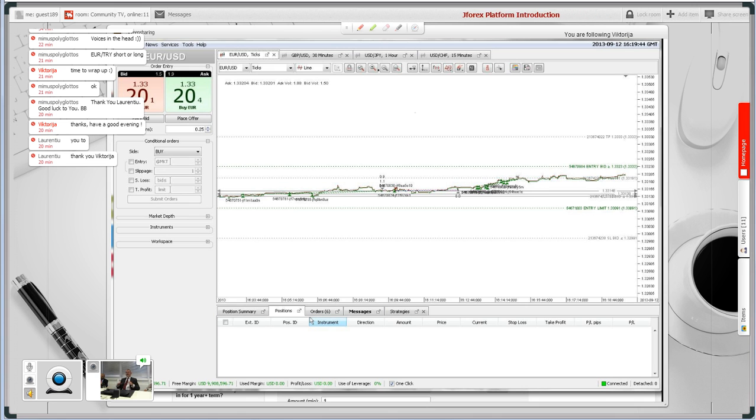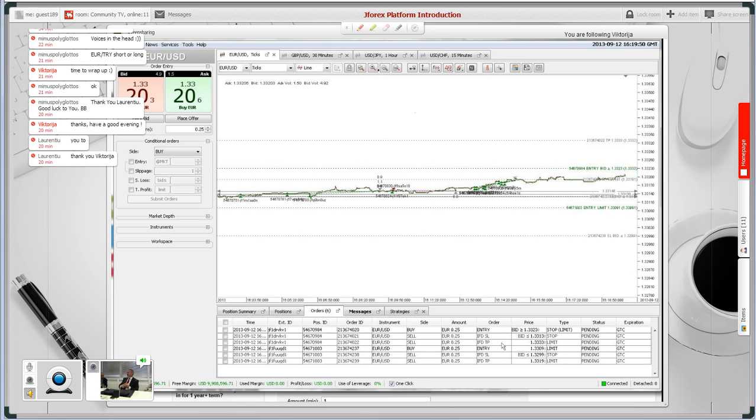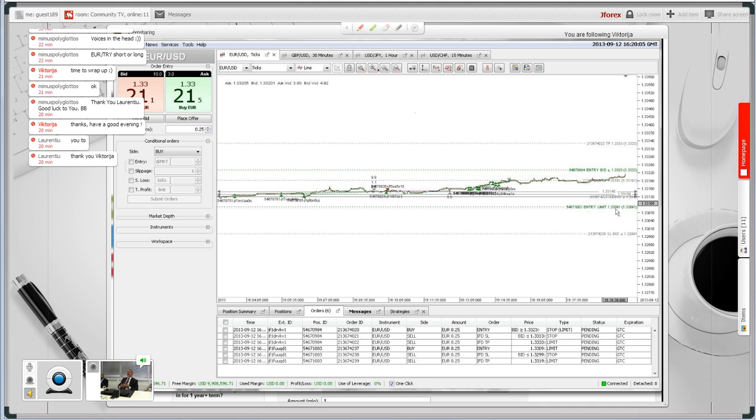We can find it here. We see my entry order, and the stop loss and take profit, which are linked to these two orders. Now, maybe if my strategy 1 is good, my strategy 2 is not, or the opposite. But if one of these strategies is executed, I do not want the other to be executed.